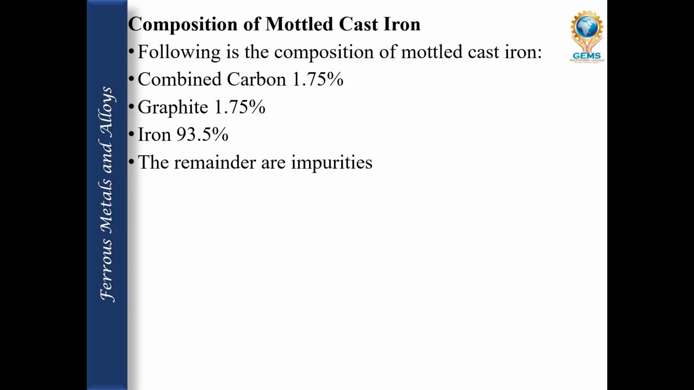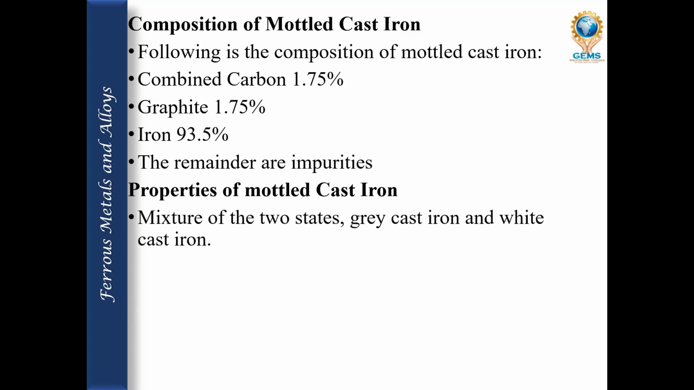That means some dust, some unwanted things which are not meant to be there, because everything should have some impurities. A pure thing might have a chance of breaking, but impurities would be helpful. The properties of mottled cast iron: a mixture of the two states, grey cast iron and white cast iron.